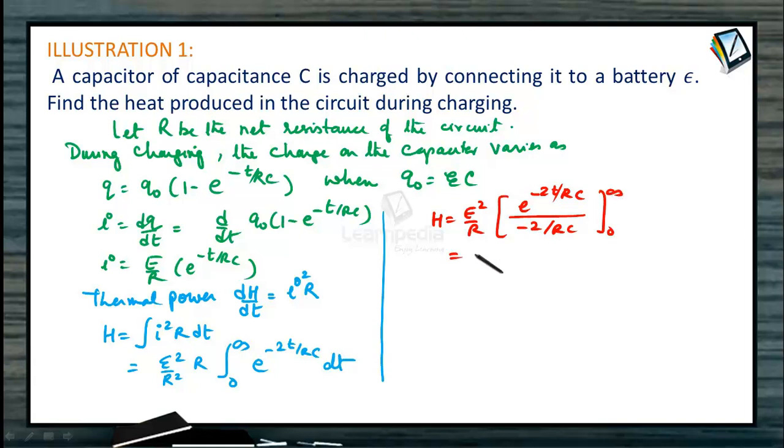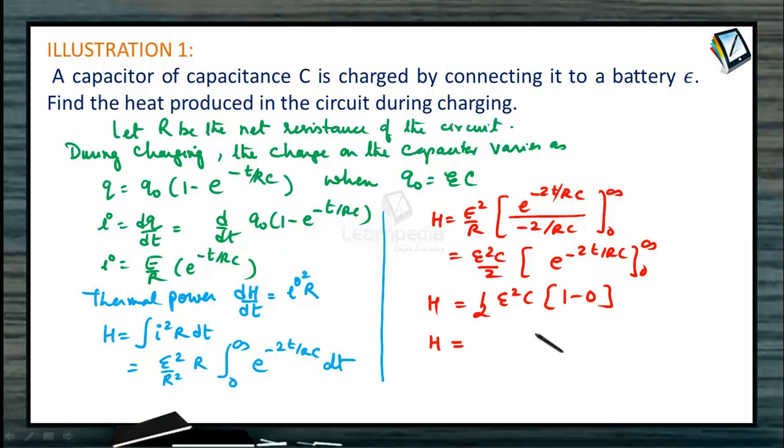Or this value can be taken as minus E square C by 2 times e to the power minus 2t by RC from 0 to infinity. Or we can write this as half of E square C into 1 minus 0. So the total heat produced in the circuit during charging will be half of E square into C.